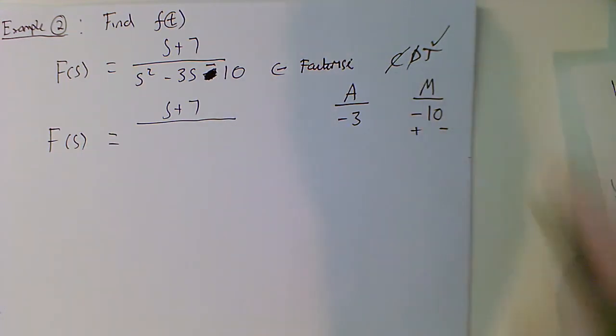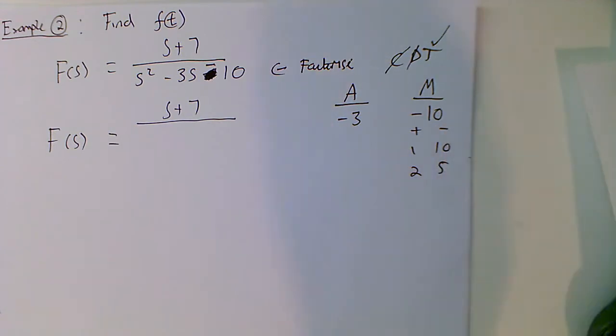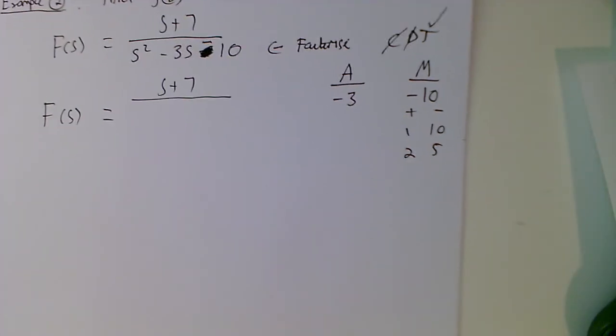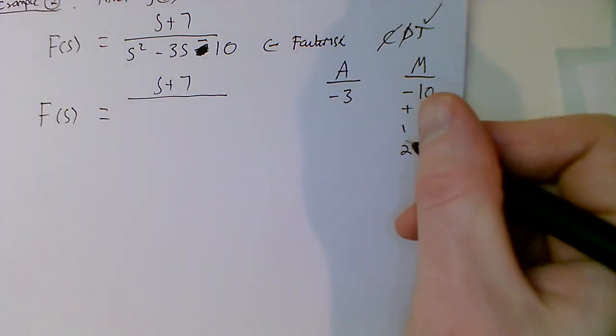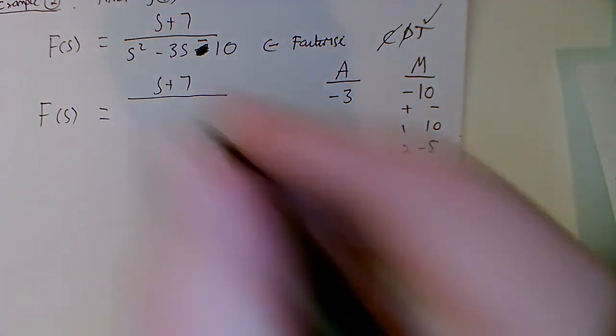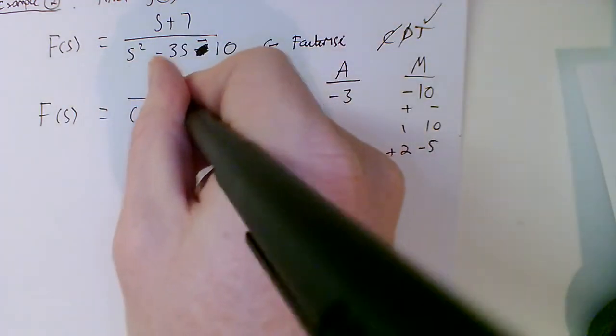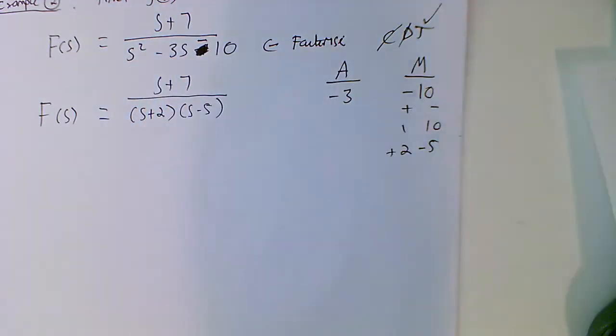1 positive, 1 negative. You've got 1 times 10, 2 times 5, it's not the 3 times 2, right, that's it. So it is plus 2 and negative 5. Like that there.